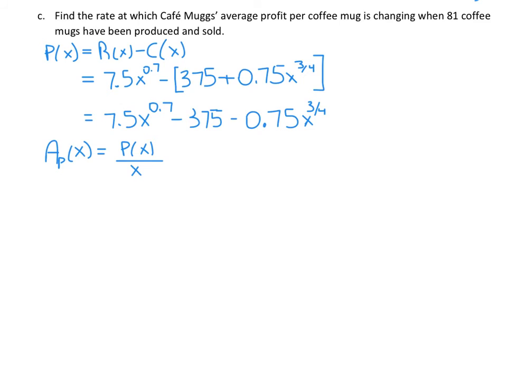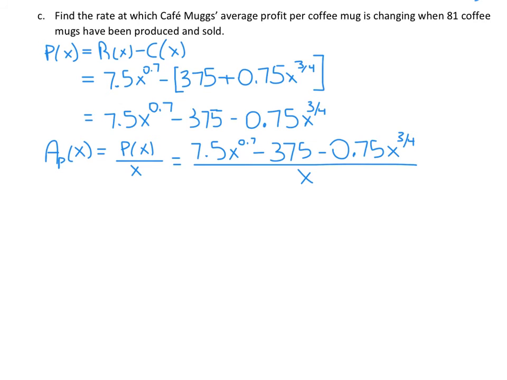So now that we have the profit function, next what we want to do is find the average profit function, which is found by taking the profit function and dividing it by x. So we write down our profit function and then we divide that by x. Now we want to find the rate at which the average profit function is changing. So next we want to find the derivative of this average profit function. So in order to find that, we've got a numerator and a denominator. So once again, we're going to have to use the quotient rule.